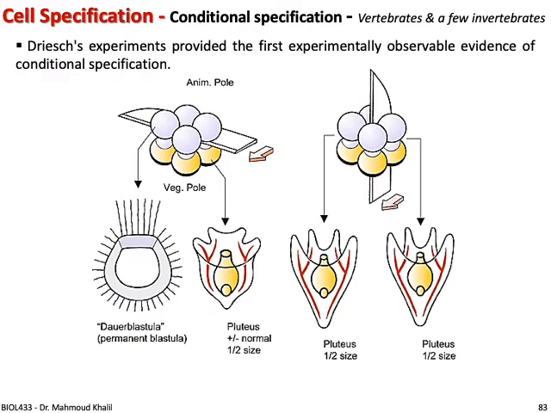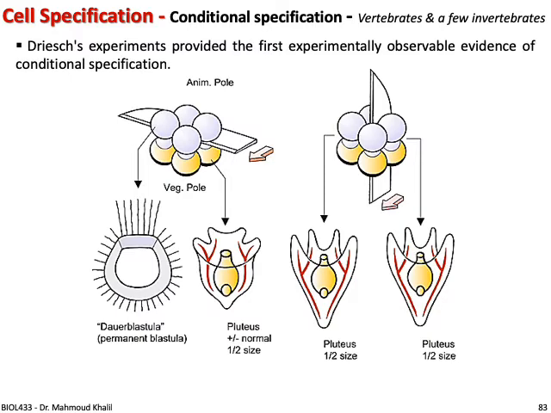In another example of the same experiment, he separated the embryo into two halves, in which each half has 2 cells of the animal pole and 2 cells of the vegetal pole. Both of them develop into a pluteus larva. That means that the neighboring cells controlled the 2 halves to be the same.